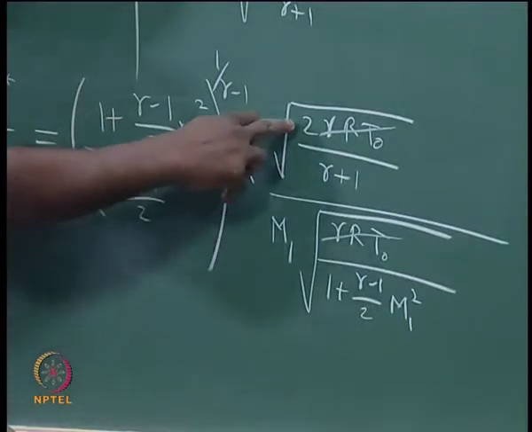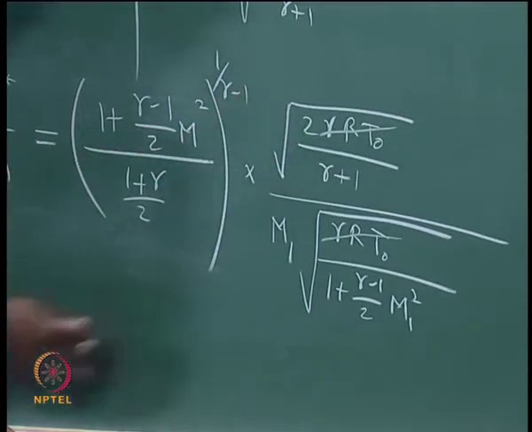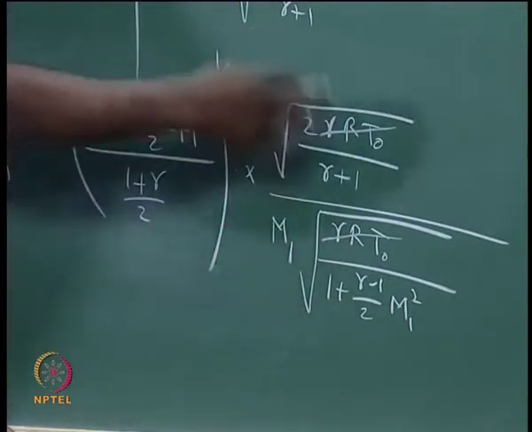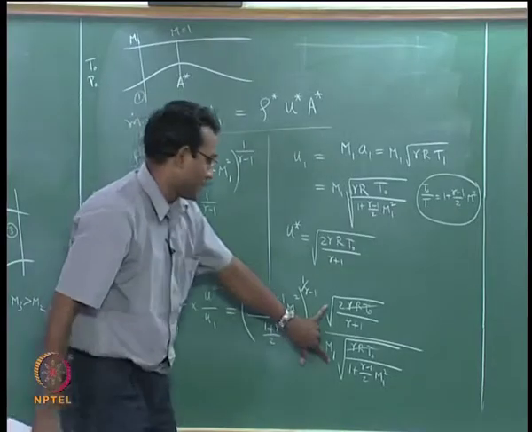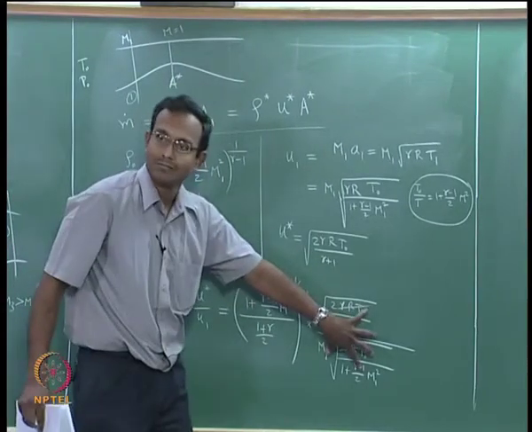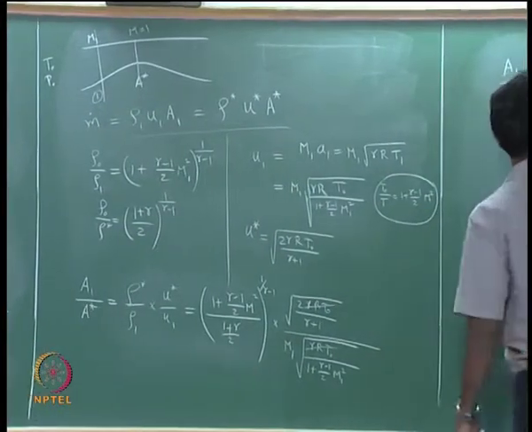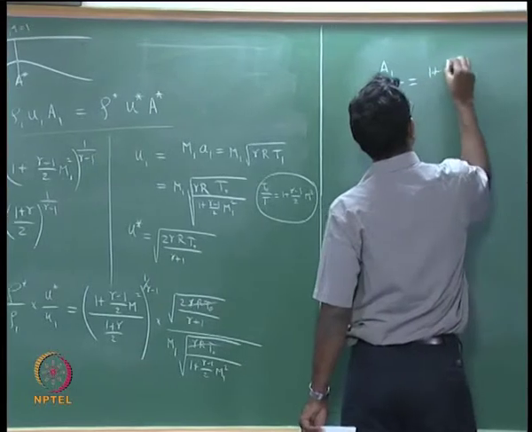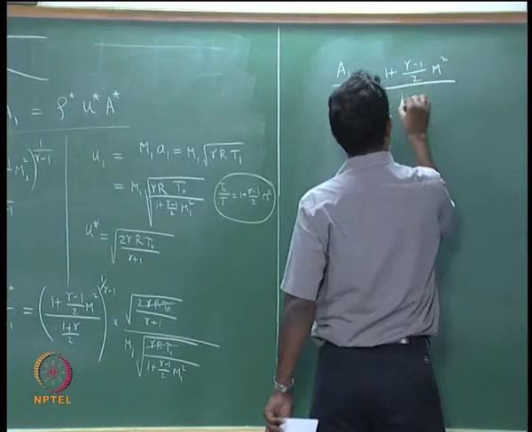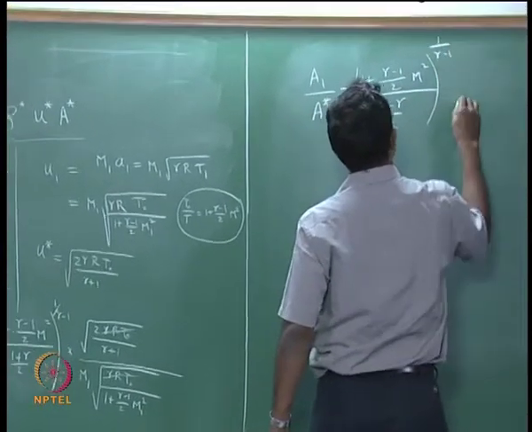If I look at here, it will be the reciprocal of this in the numerator, and here the reciprocal of this in the denominator with a square root here. I can rewrite this expression as this whole thing to the power half. That is what will happen here. I will write it like this: 1 plus gamma minus 1 by 2 m square by 1 plus gamma by 2, to the power 1 by gamma minus 1.